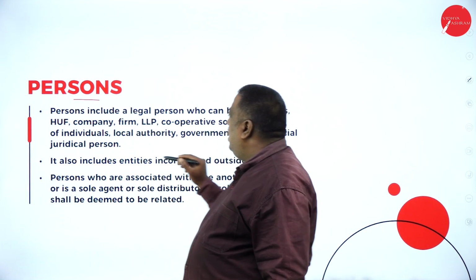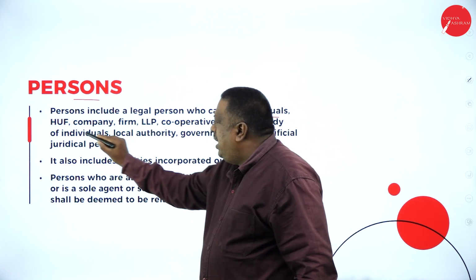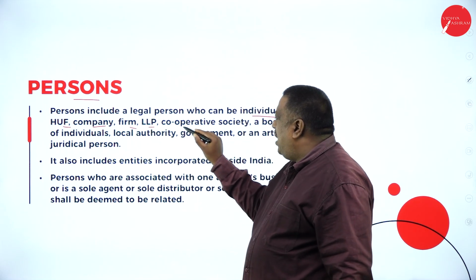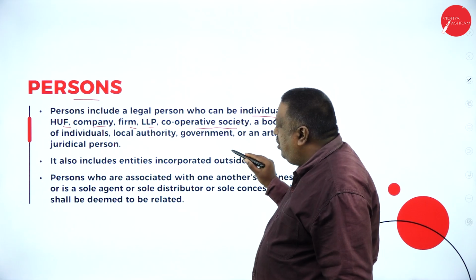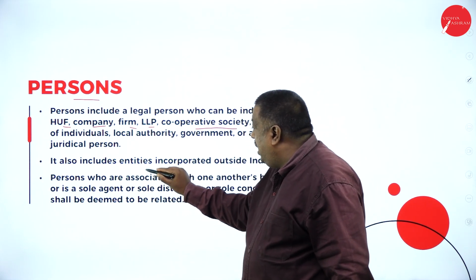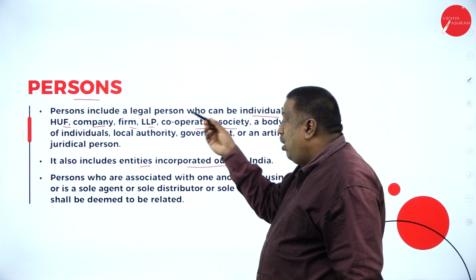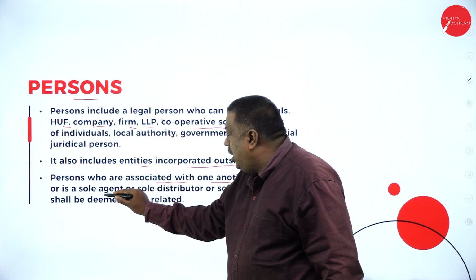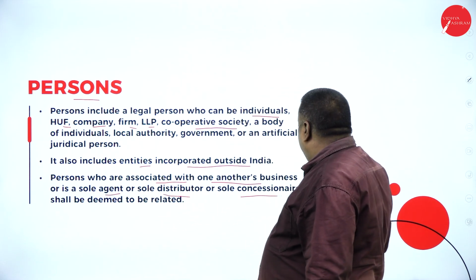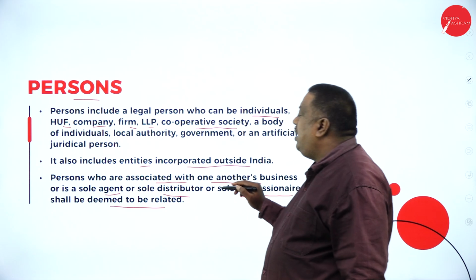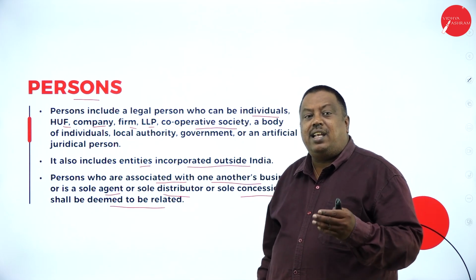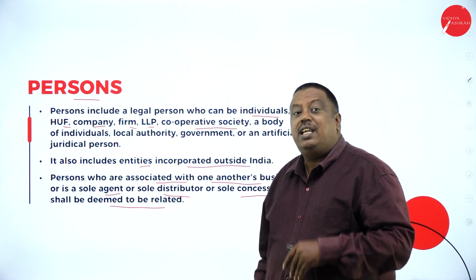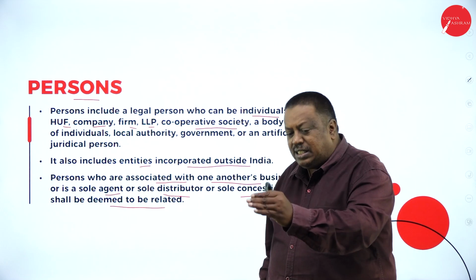As already said, a person is any individual, HUF, company, firm, partnership firm, LLP, limited liability partnership and cooperative societies. All these come under person. It also includes entities incorporated outside India. Persons who are associated with one another's business, or a sole agent, sole distributor, or sole concessionaire shall be deemed to be related persons. Those directly or indirectly related to the business are called a person or deemed person under the GST 2017 Act.